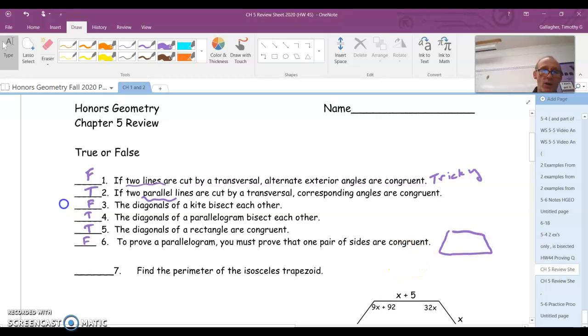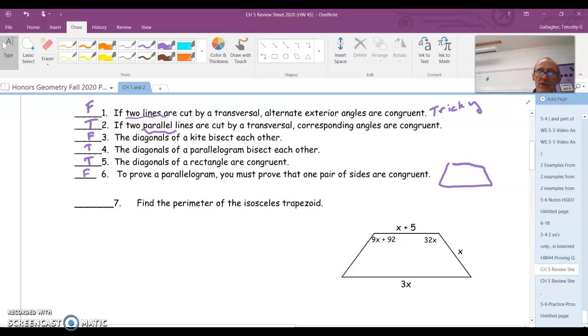Okay? Number 7, find the perimeter of the isosceles trapezoid. The only thing that we know in this picture is that it's isosceles. So these two legs are equal, and these two angles are congruent, these base angles. These are the upper base angles, and they are congruent. So, in order to find the perimeter, I have to find the EFF, the equation from the facts.